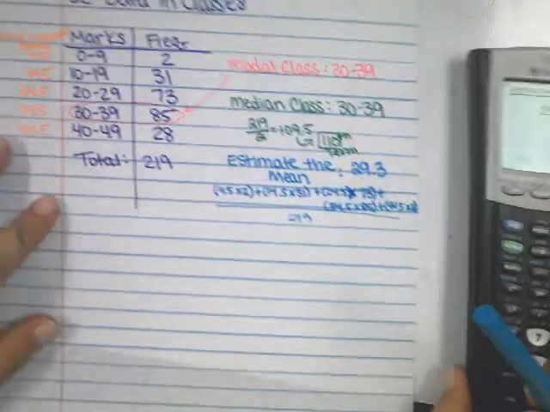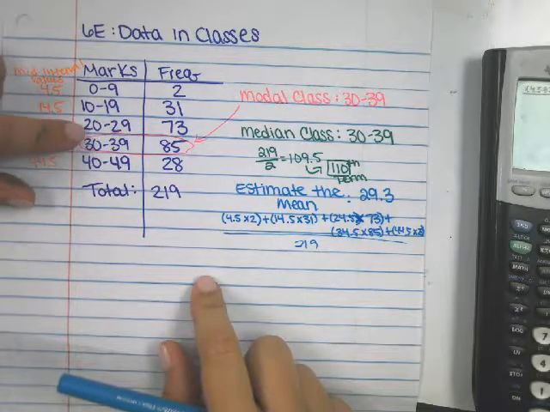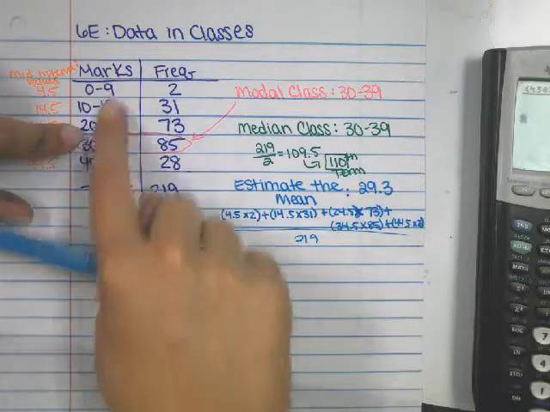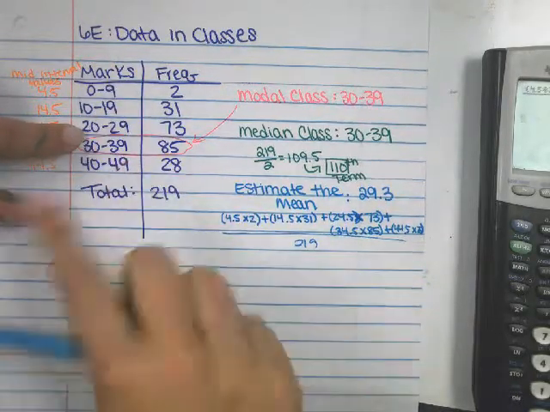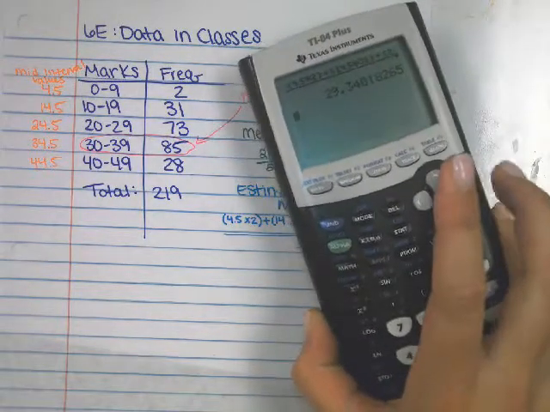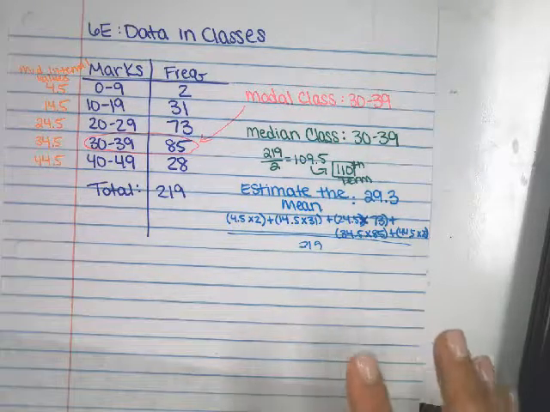We want to always make sure that that data value seems reasonable. So 29.3 falls directly between here and here, where those are my two most popular classes. They're also in the middle of the data, 0 to 49. Okay, they're kind of in the middle. They're also between my most popular classes. This mean number is. So 29.3 does seem like a reasonable value.